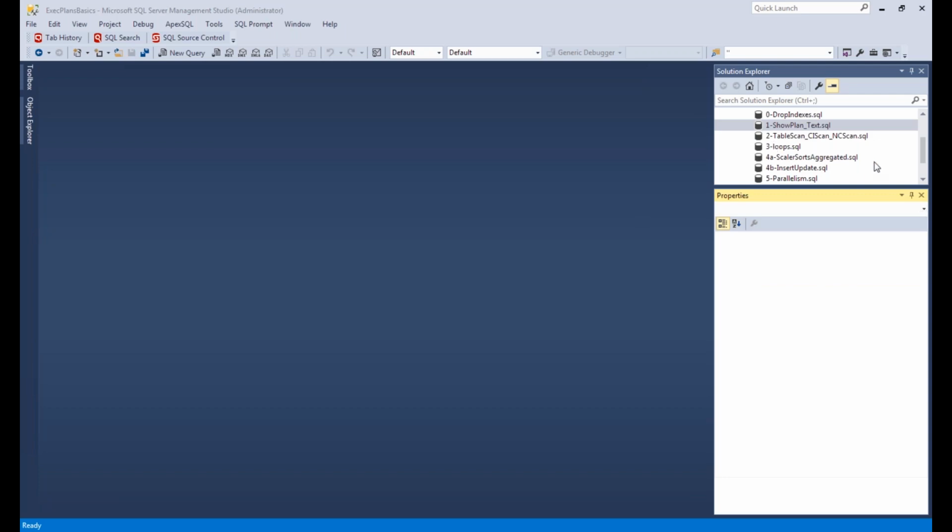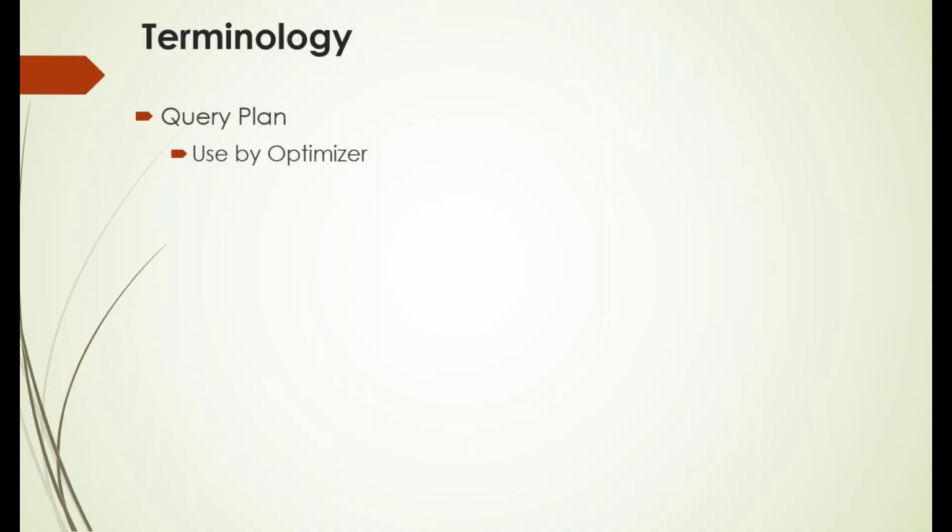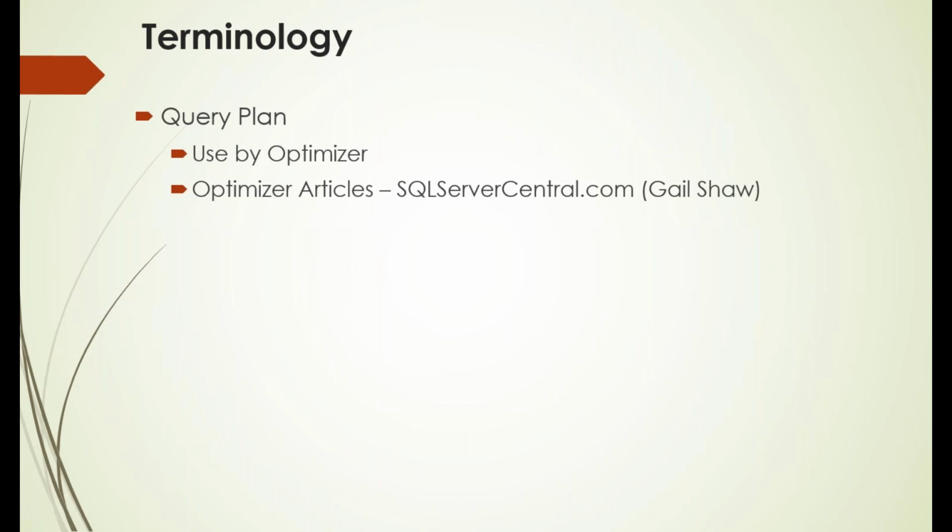So let's go back to our slides, and that's a little bit of the history of it. So let's move on to some terminology. I'm calling them execution plans, but some people call them query plans. The query plan is used by the optimizer in order to return data to your client machine. Now, there's many optimizer articles. One that I like was from Gail Shaw. It's on SQLServerCentral.com. You might want to go read that. I think it was a 4-part series.